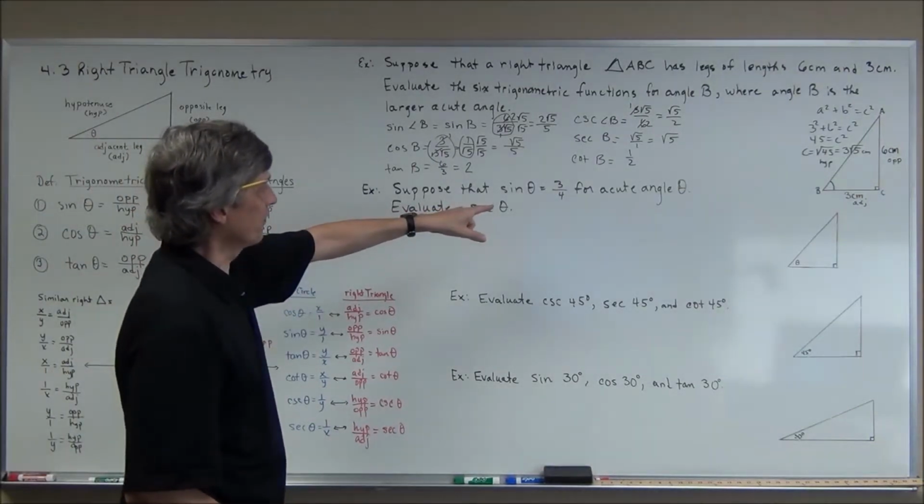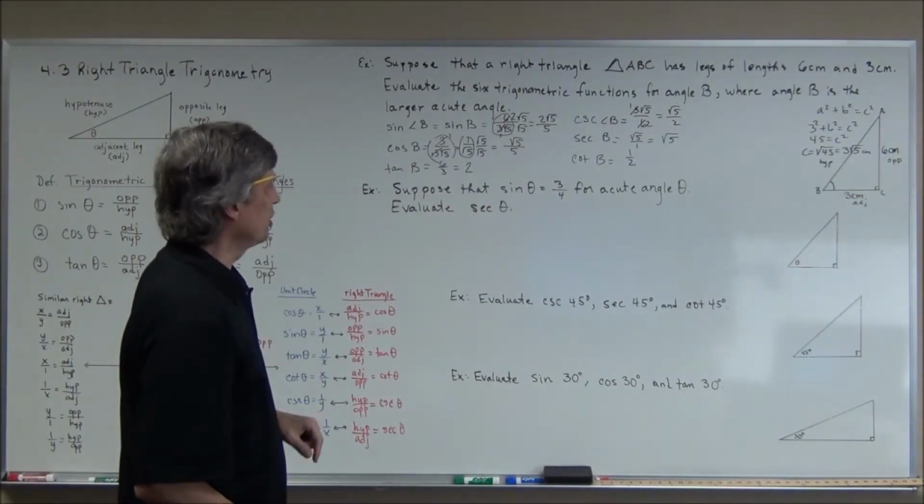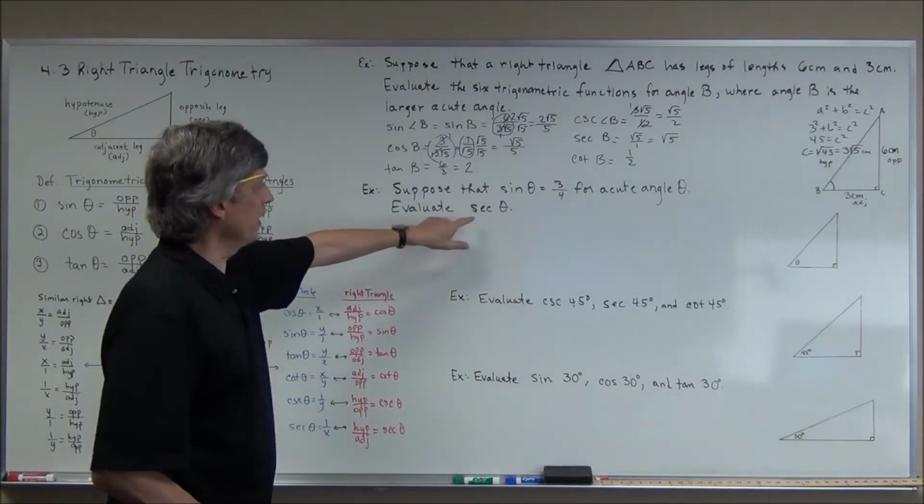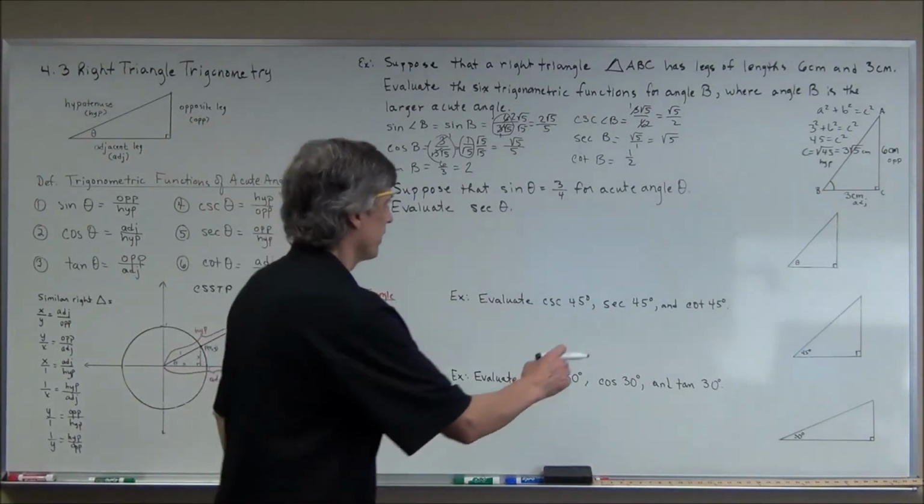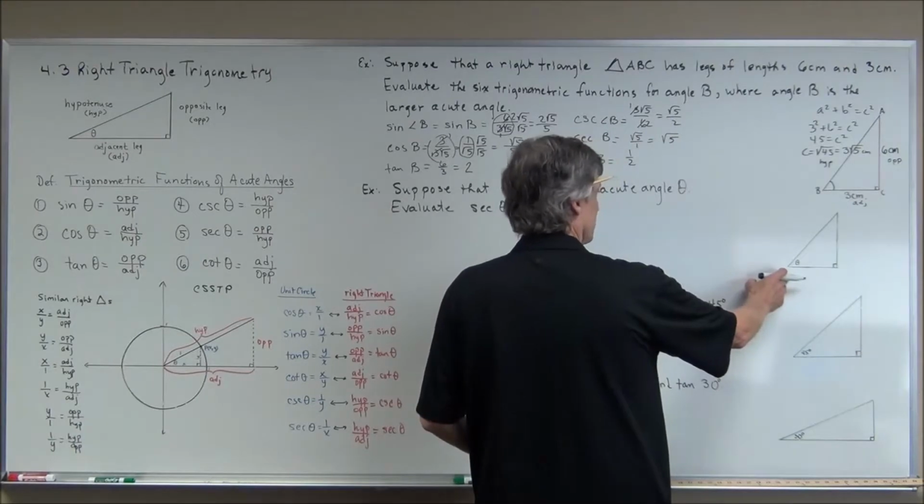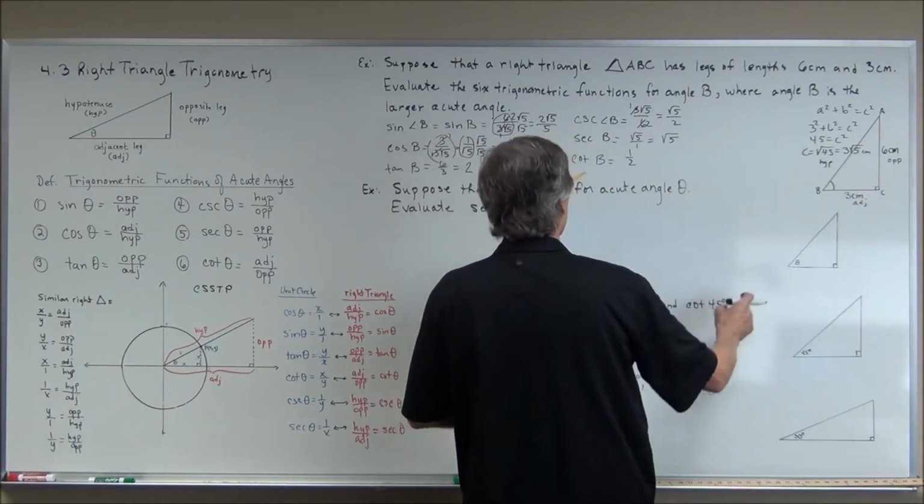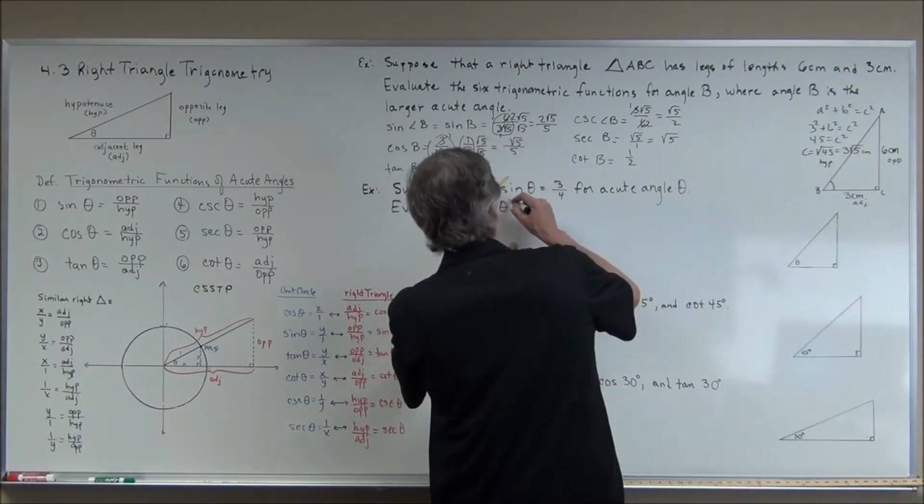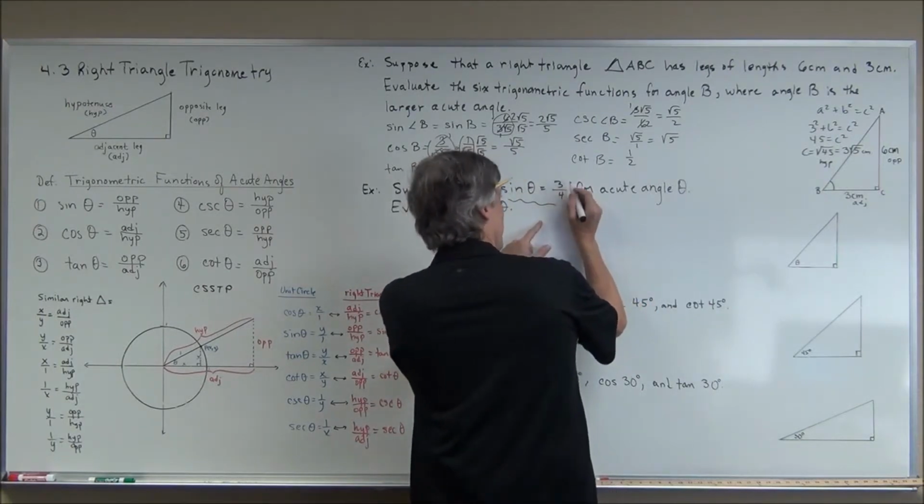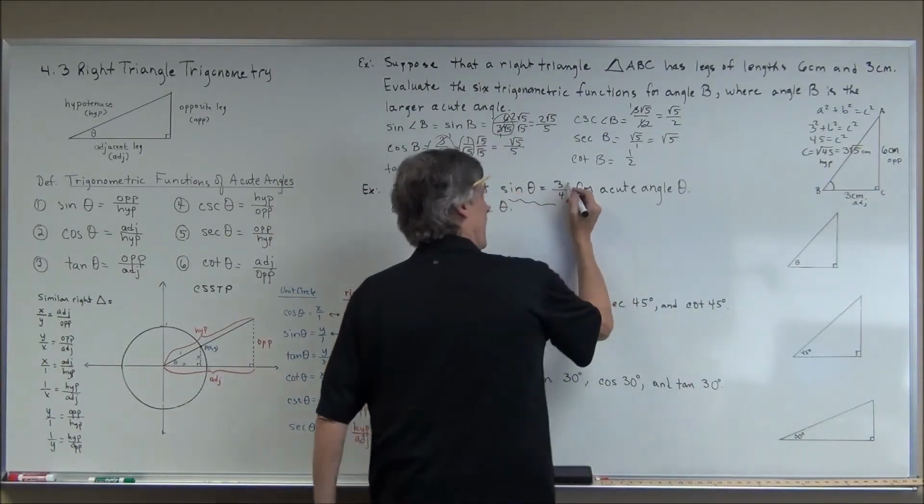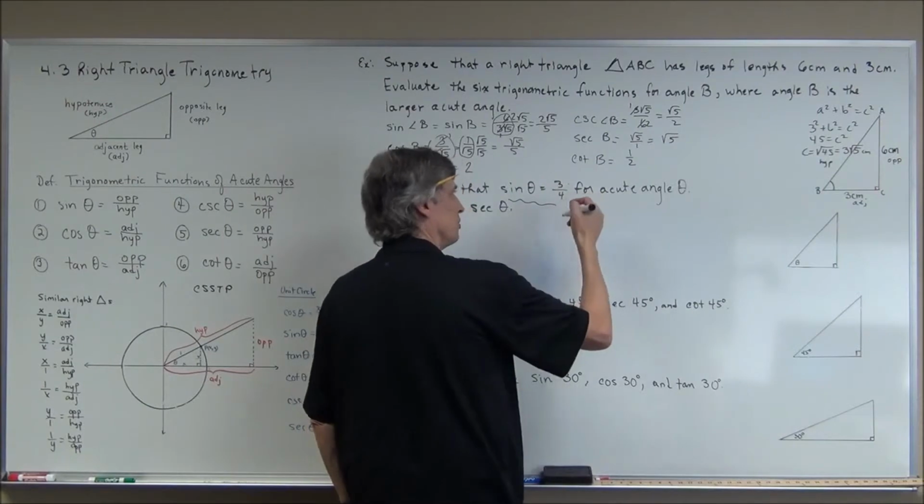Suppose that the sine of theta is 3/4 for an acute angle theta. Evaluate the secant of theta. Now let's go over here. I've drawn this triangle in such a way, right triangle, that I put theta right there. If I know that the sine of theta is 3/4, that means that the ratio of the opposite leg to the hypotenuse is 3 to 4.